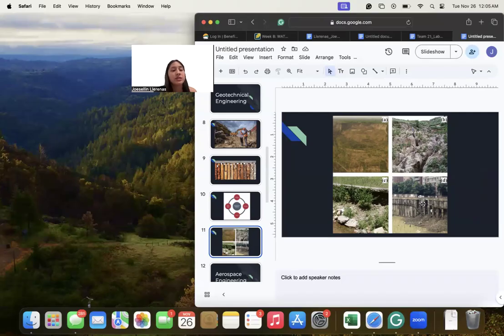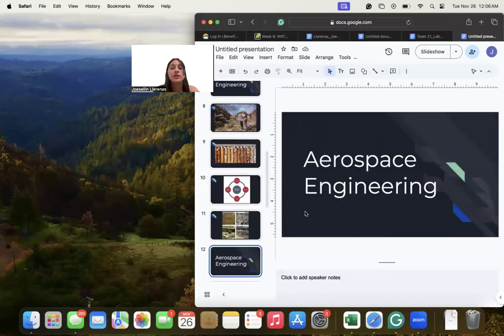Some projects that they undertake are the design and foundation of skyscrapers, to ensure that they are being built on safe soil. Some possible career paths for geotechnical engineers are foundation engineers, slope stability, landslide specialists, earthquake engineers, and many more.